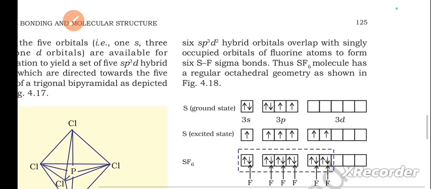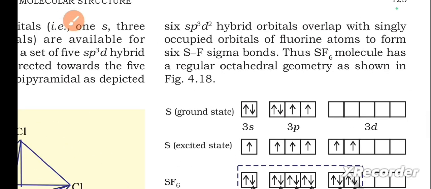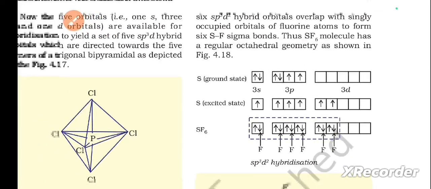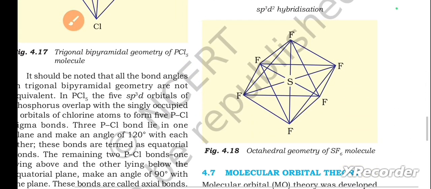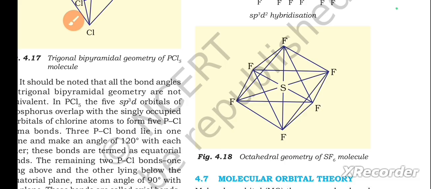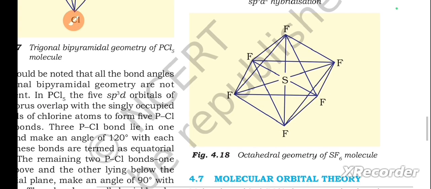These 6 sp3d2 hybrid orbitals overlap with singly occupied orbitals of fluorine atoms to form 6 S-F sigma bonds. Thus, the SF6 molecule has a regular octahedral geometry as shown in figure 4.18. Okay, this is the figure, octahedral geometry of SF6 molecule. You can check it out.